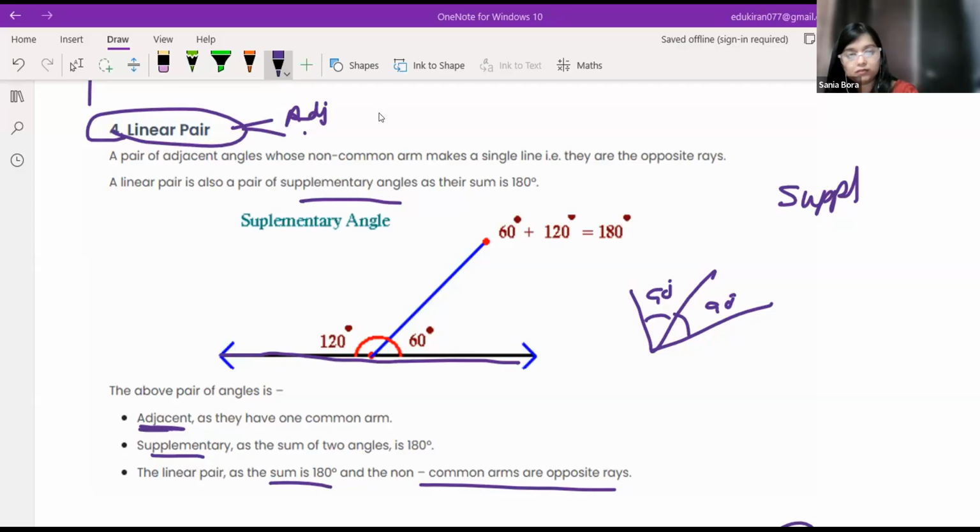So, ma'am, this is all of the above. This angle is all of the above. So it can come in the exam: is this adjacent, supplementary, or a linear pair? And then it might say all of the above. So you have to choose all of the above.